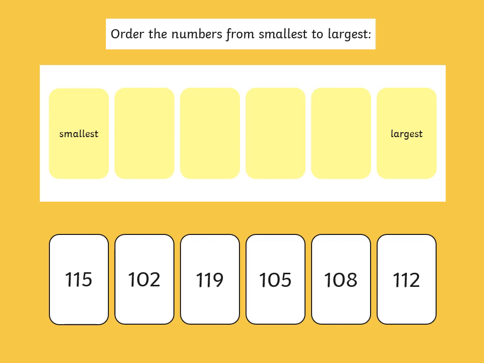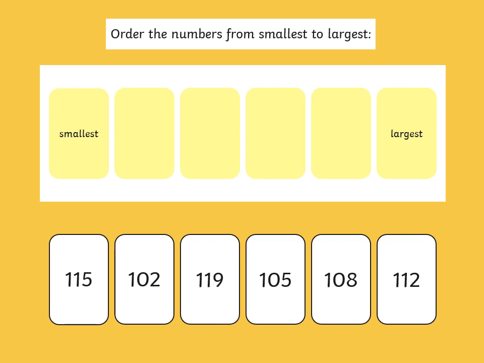So first we have 115, 102, 119, 105, 108, and 112. So we need to order these numbers. So let's take a look. Which one do you think will be the smallest number?